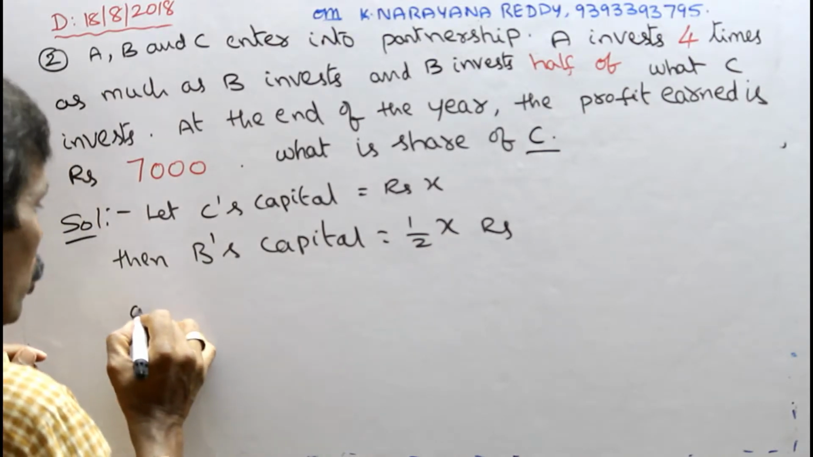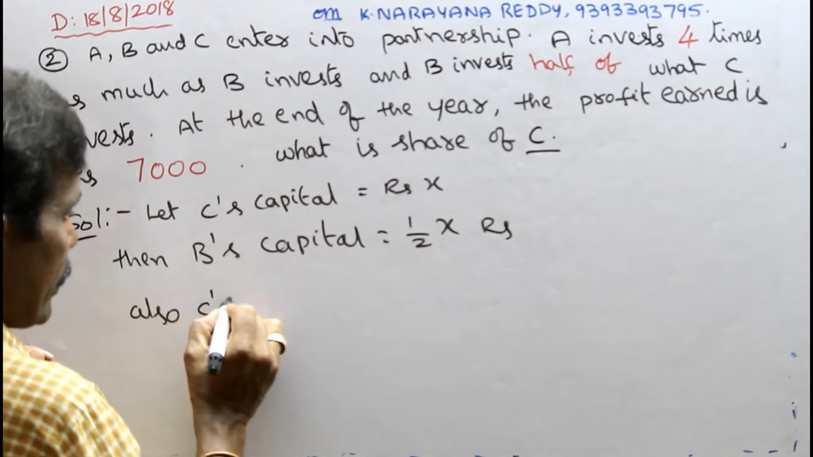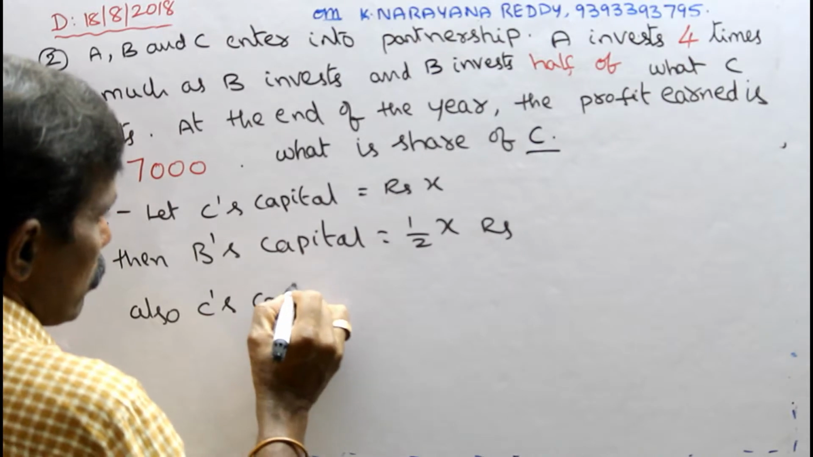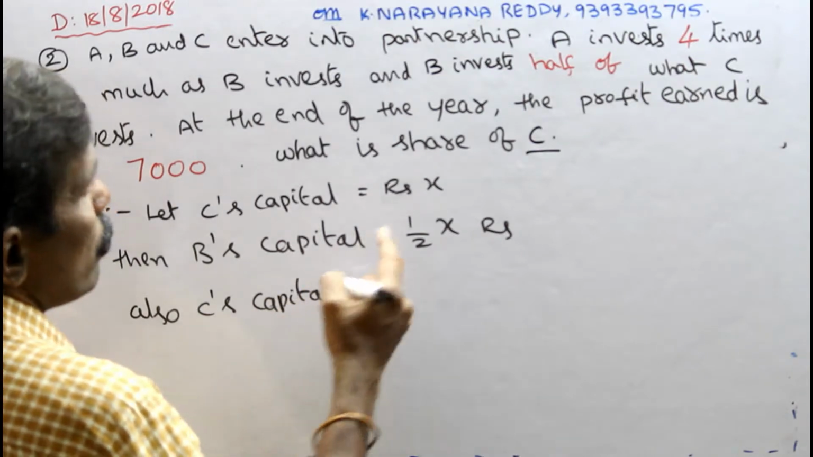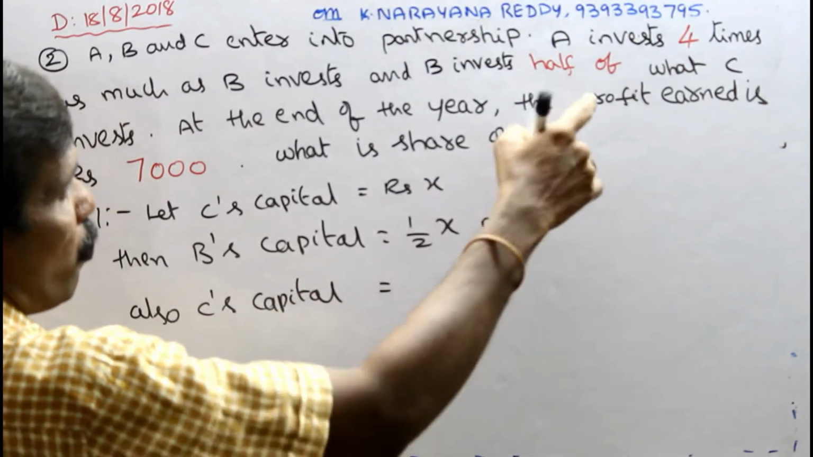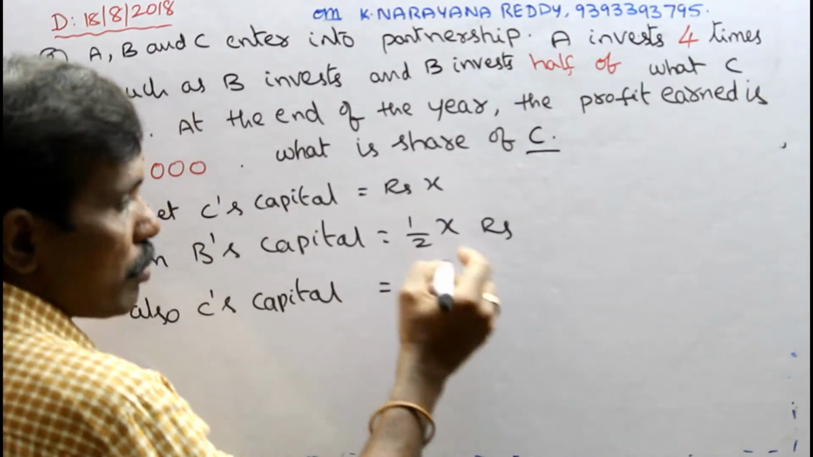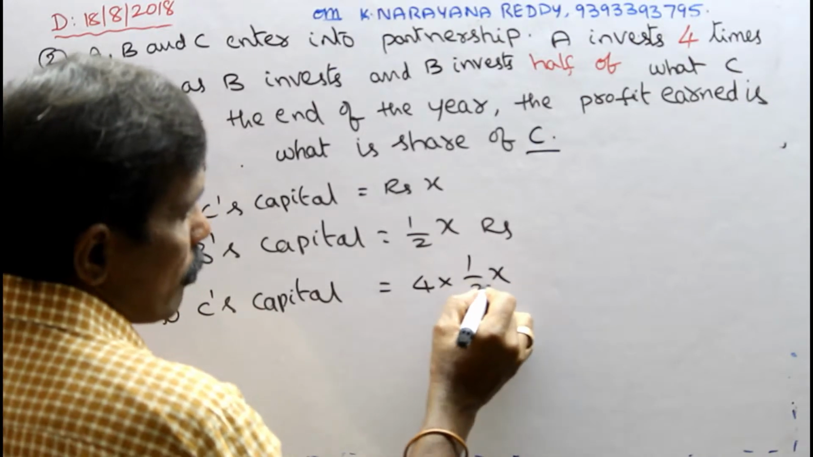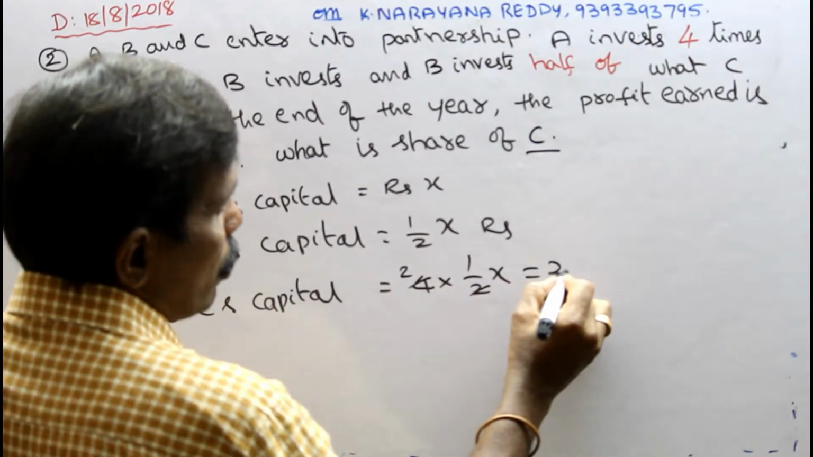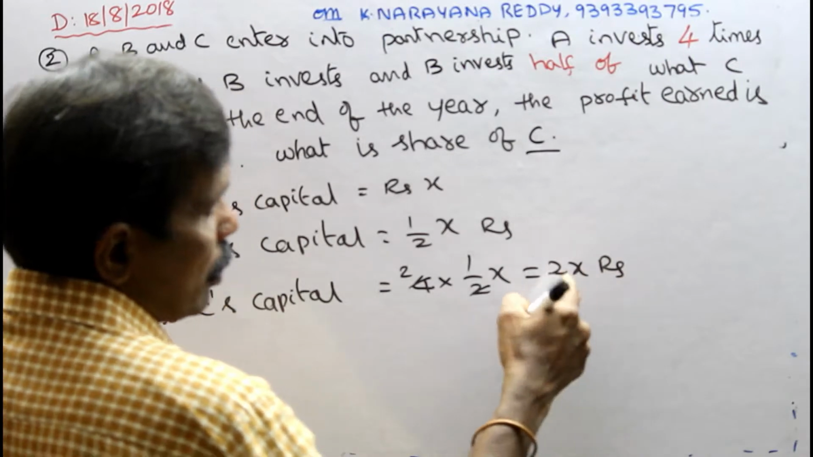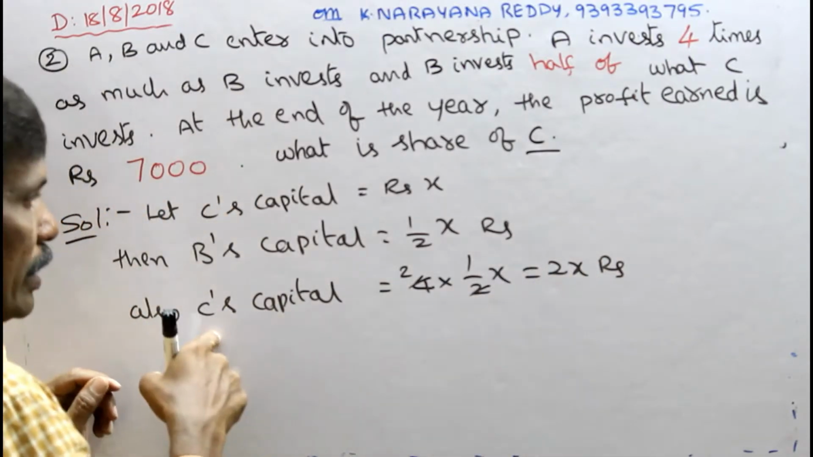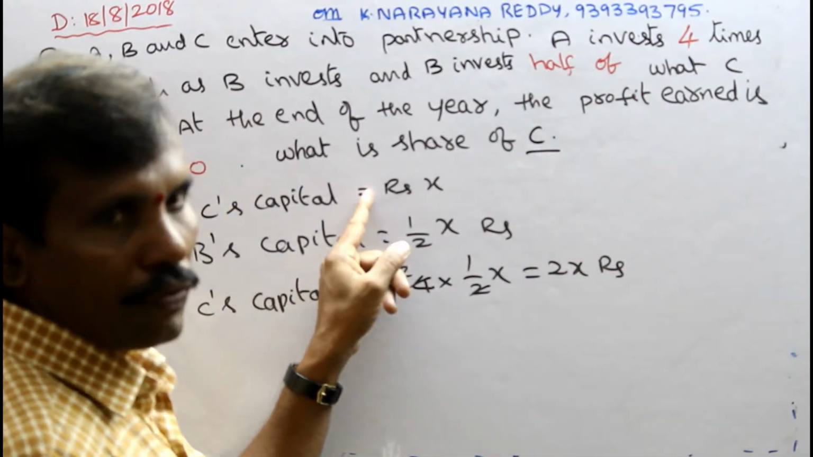Then also A's capital equals how much? 4 times as much as B invests. B's investment is what? Half of X. Cancel. That is 2X rupees. This is the capital of C, capital of B, capital of A.